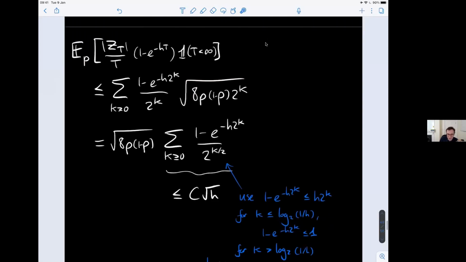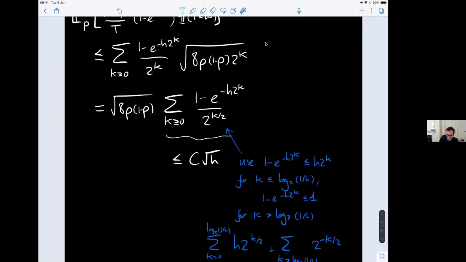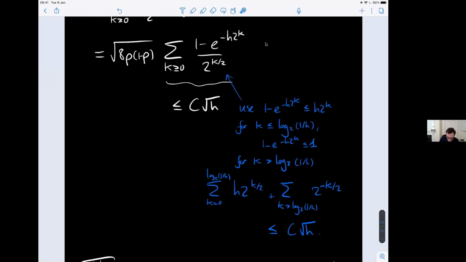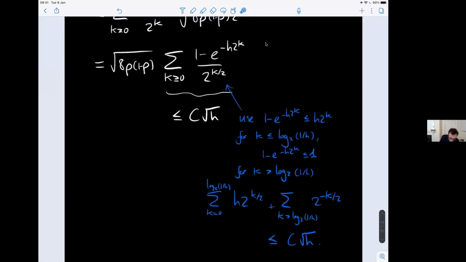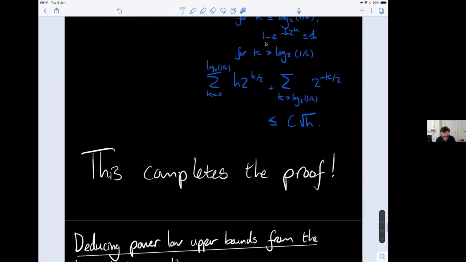Okay. And from here, it's just calculus to show that this holds. The sum that you get here is at most a constant times root h. I won't go into this because it's not particularly interesting. We just bound the numerator, 1 minus e to the minus h 2^k, which is always at most h times 2^k, and use this bound for small k, and then the trivial bound that it's at most 1 for large k. Then you get some geometric series coming in and you estimate them. This is all pretty easy stuff, so I'm just not going into everything. And this completes the proof.